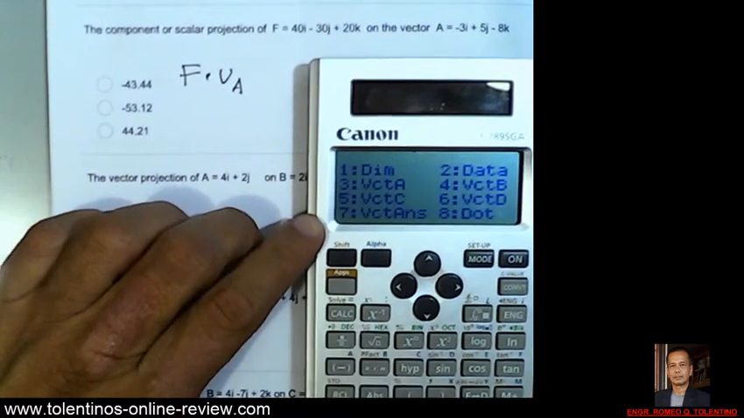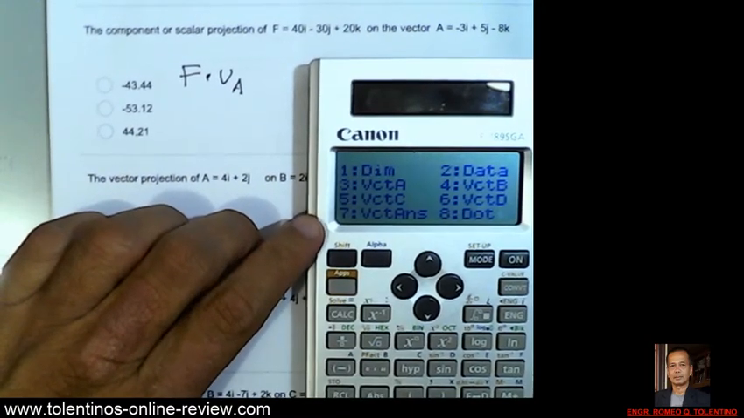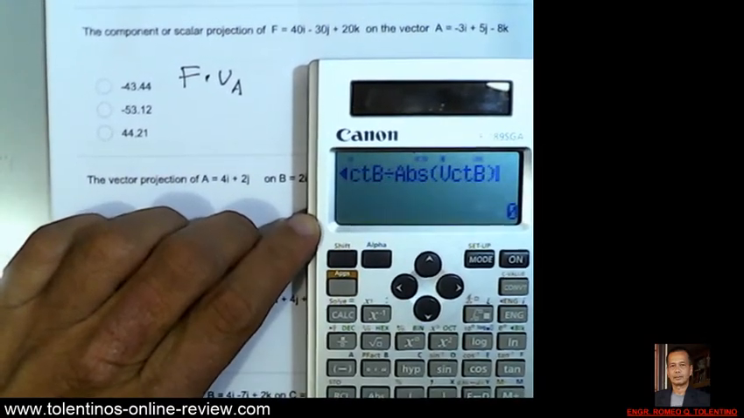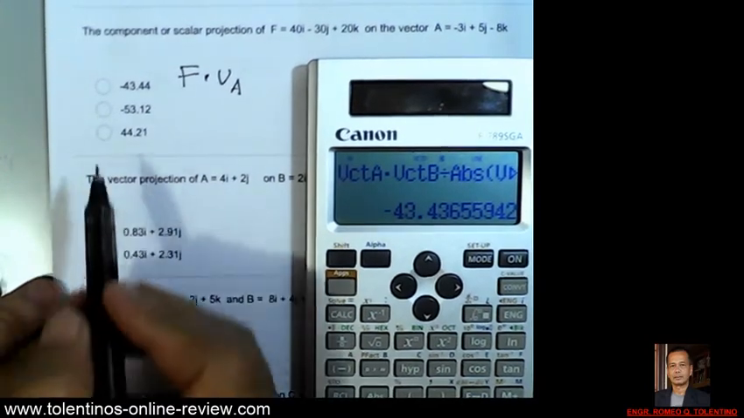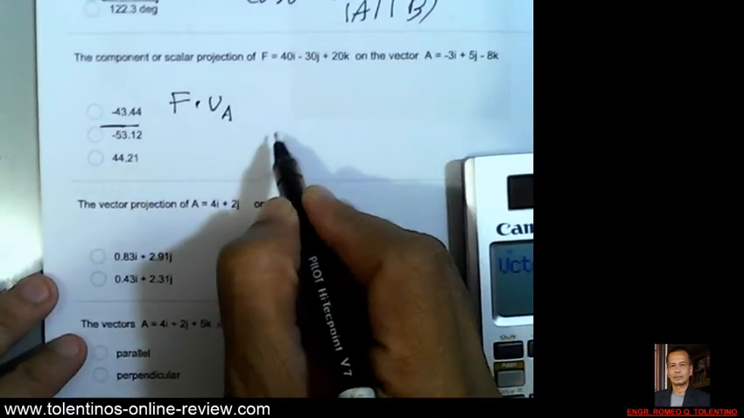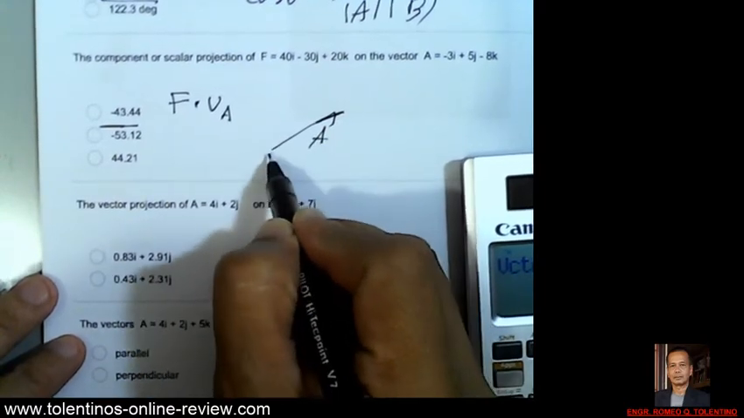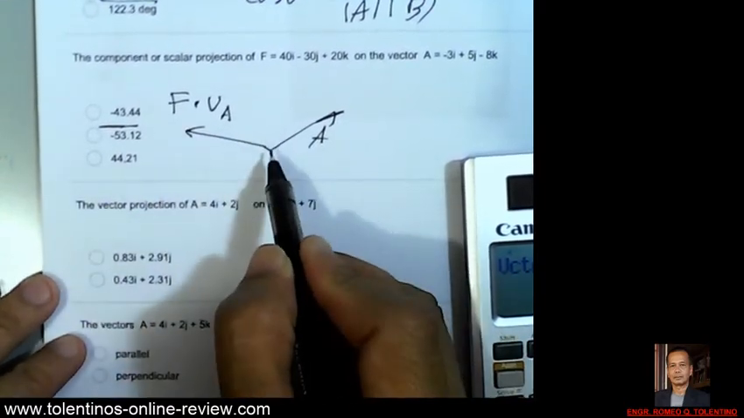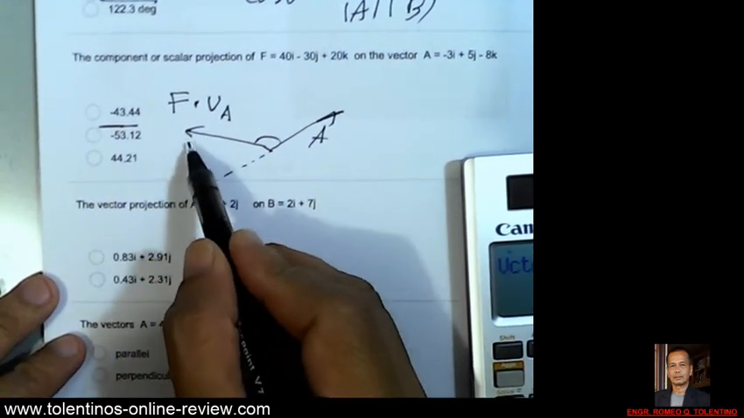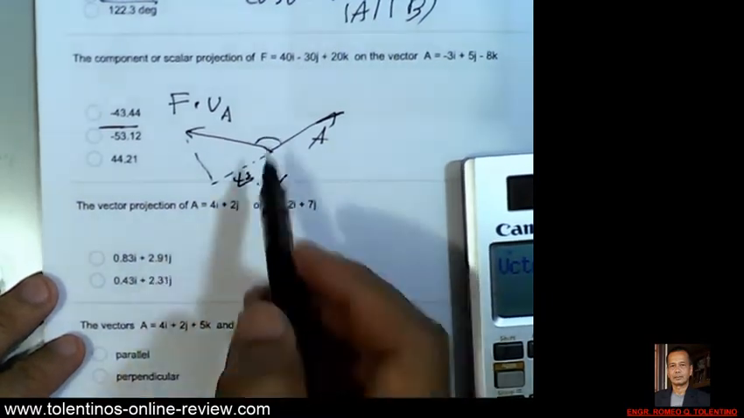Okay, so to get the scalar projection, you have shift apps 3, shift apps 4, shift apps dot muna 8, shift apps 4 divided by absolute value of shift apps 4, you will get negative 43.44. This is your scalar projection. Yung pinaka-concept niya, kaya negative yan. Kumbaga, ito yung isang vector na A, ito yung F. Yan. Okay, ang angle sobra saan? Sa 180, kaya ang scalar projection nandito. So, yan yung scalar projection. Ito yung 43.44.